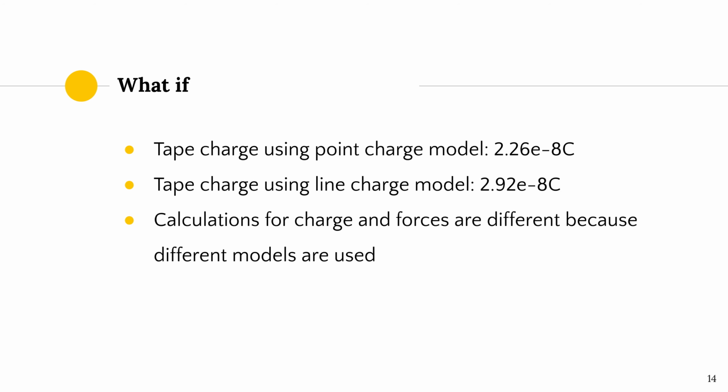The tape charge using the point charge model was 2.28 times 10 to the power of negative 8 Coulomb, and the tape charge using the line charge model was 2.92 times 10 to the power of negative 8 Coulomb. As you can see, there is a huge discrepancy in the values, considering that the numbers are small, and this is because calculations for charge and forces are different as different models were used.